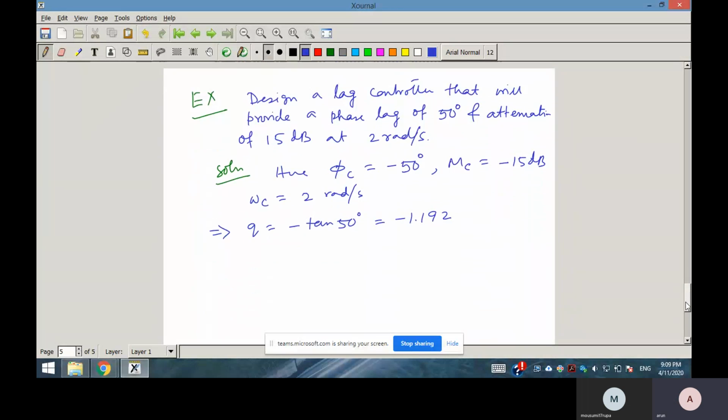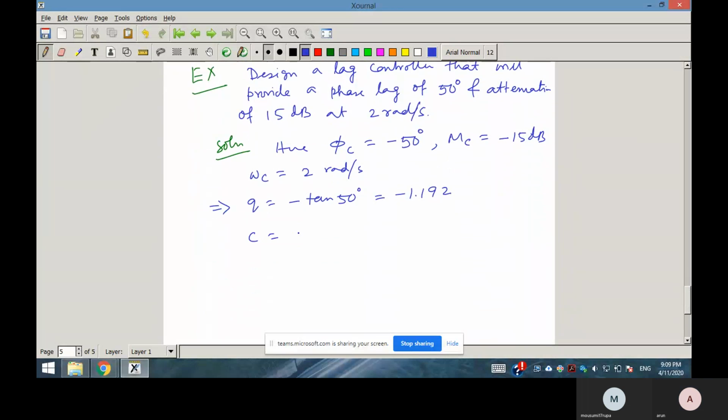And what is C? C will be equal to 10 to the power of Mc by 10. It is the same C that we have defined in case of lead controllers. So C will be here in case of lag controller also. C is Mc by 10, only Mc is negative here. So this will be equal to 10 to the power of minus 15 by 10, which is equal to 0.0316. So I suggest you check all these calculations.